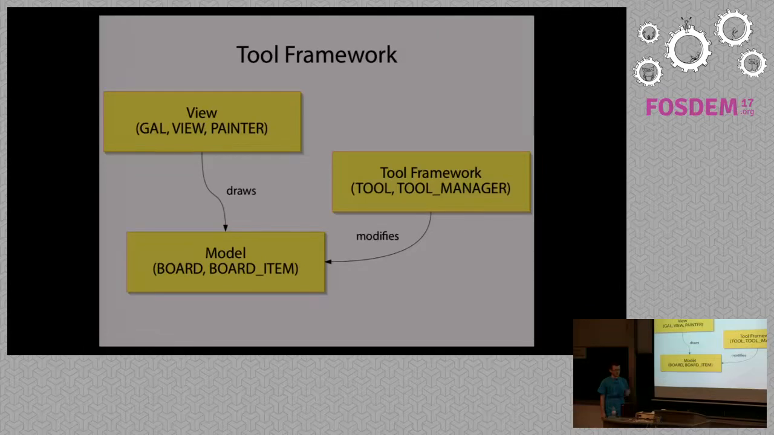The first one is View. It handles displaying objects and the rendering process. Then you have Model, so all kinds of items that you can find either on your board or on schematics. And then the tool framework, which is the code that modifies the model, the thing that you are going to work with.